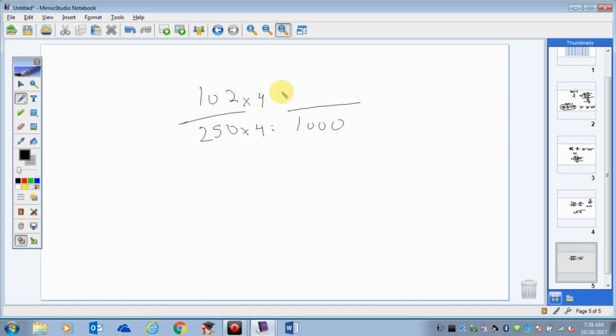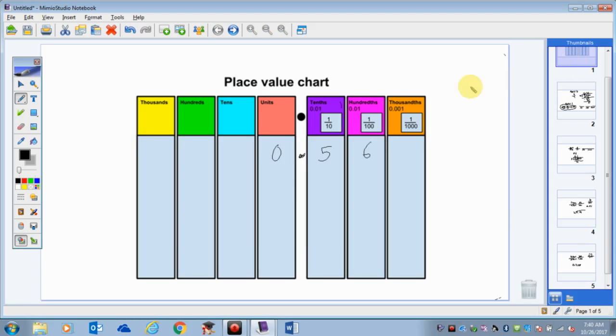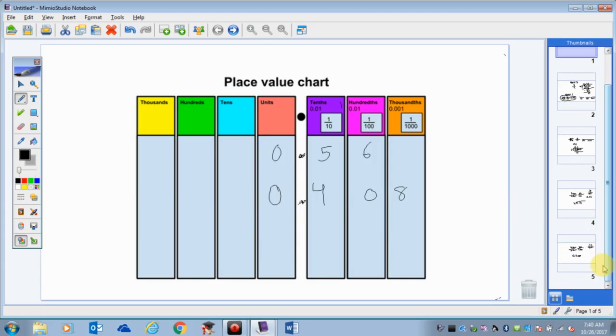Got to do the same thing to the top. 102 times 4 is 408. So it's going to be 408 thousandths. So 408 thousandths as a decimal looks like 0.408. And we can come back to our place value and check that out. And it needs to end up here. So 408 thousandths. So it'll be 408 over 1,000. It's wherever it ends. And put our 0 and our decimal in front to get that final answer.